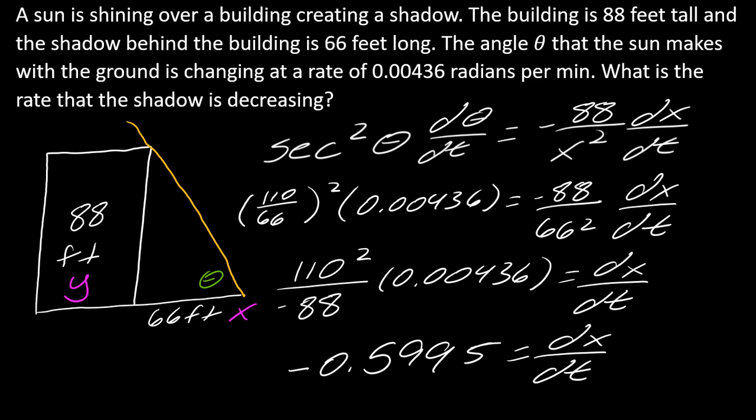If I just do the math on this, I get negative 0.5995, which is great, right? Because it said that the rate should be decreasing, so this should be negative. So there's my rate, here's where it's decreasing at. So we're all good to go. Very, very similar to the last one.